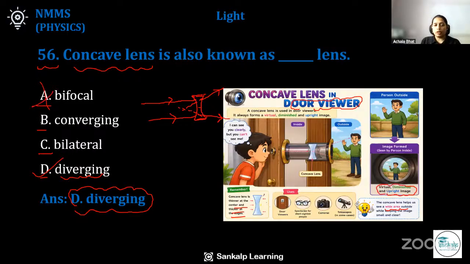Bifocal, wrong. B, converging, wrong. Which one is the converging lens? Convex lens is converging lens, which converges light rays. Therefore, it forms real and inverted image. C, bilateral, wrong.